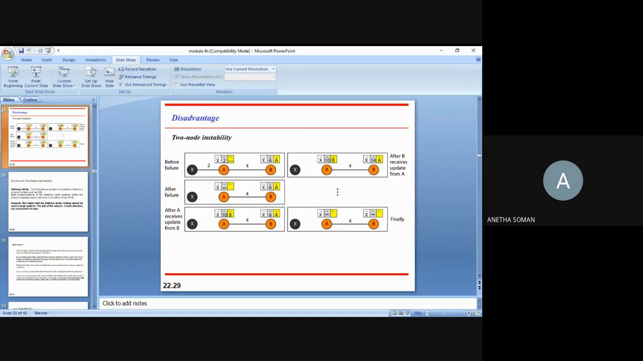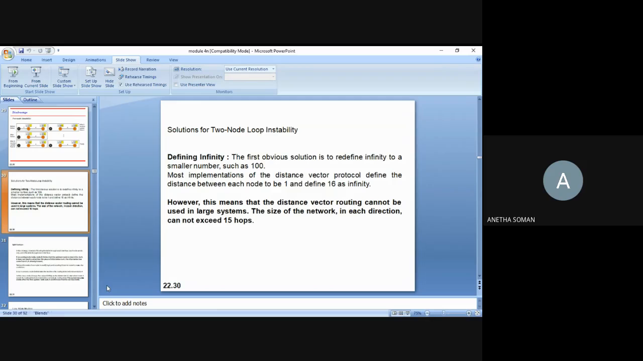Count to infinity is also called two-node instability. This happens when a link between two nodes is broken or it's not there, so the cost is kept as infinity. This happens because there is a delay in sending the correct information from that respective router. By the time it is sending, the other node has sent its information, so they will have a confusion there. In order to avoid that, you make use of two methods. One is called defining infinity, and another one is the split horizon.